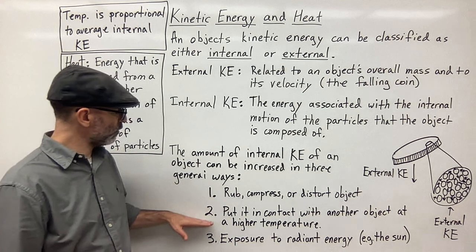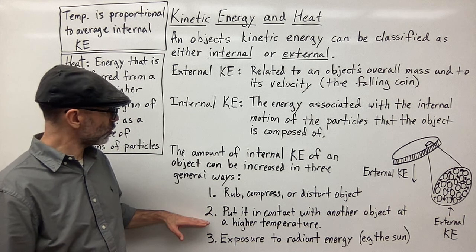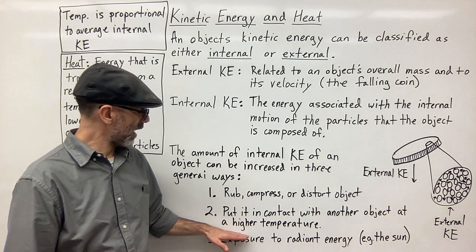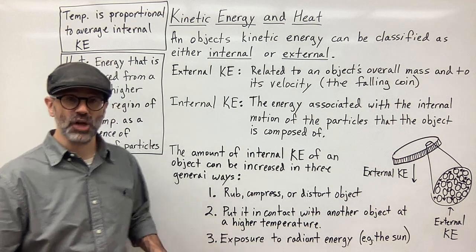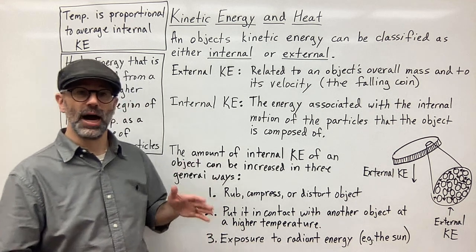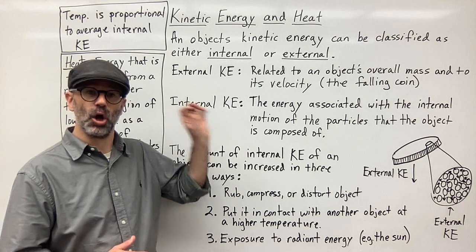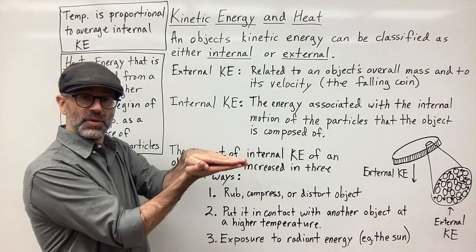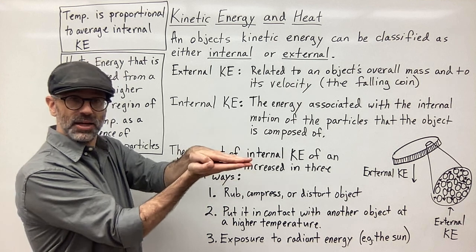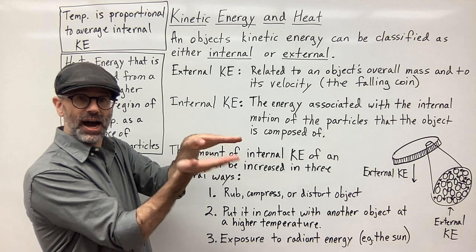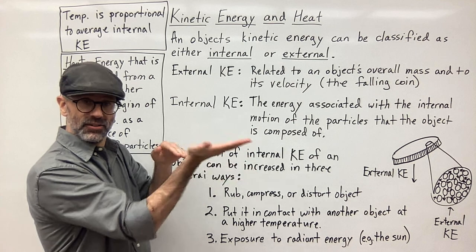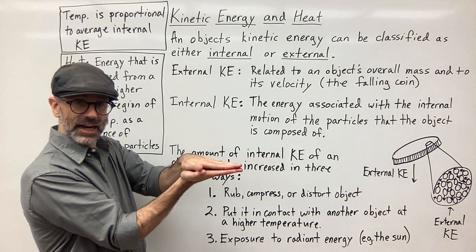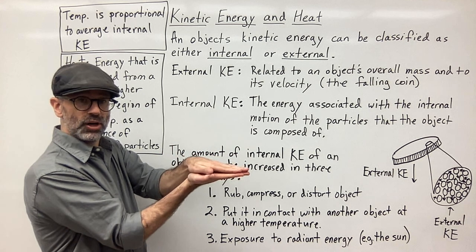A second way of increasing the internal kinetic energy is by putting it into contact with another object that is at a higher temperature. So what happens when you put two objects together where one is at a lower temperature and one is at a higher temperature? Well, when you put them together, the particles in the hotter object, right? So let's say this is the hotter object.